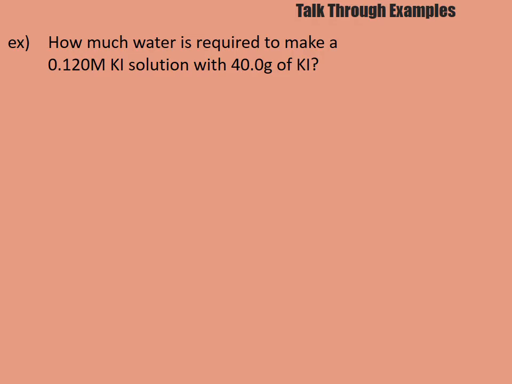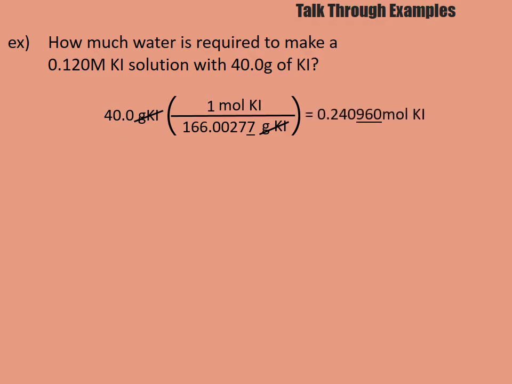Last talk through example. How much water, so I'm looking for liters, is required to make a 0.120 molar KI solution if we have 40 grams of KI? So right off the top, grams, I want to switch that to moles. So 40 grams KI, big brackets, grams on the bottom, moles on top. 1 mole equals the mass off the periodic table. Grams factor out. And then I wind up, well, there's 3 significant figures. So when I punch it through my calculator, I make sure I correct it to 3 significant figures, and I got 0.240960 moles KI.